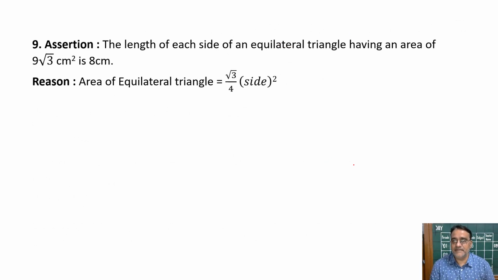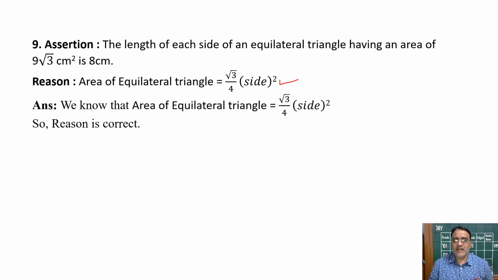The length of each side of an equilateral triangle having an area of 9 root 3 centimeter square is 8 centimeter, and the area of an equilateral triangle is given by root 3 upon 4 side square. So this formula is correct. Yes. So that means the reason is correct. Now we have to check for the assertion. Right. So we'll write the formula first.